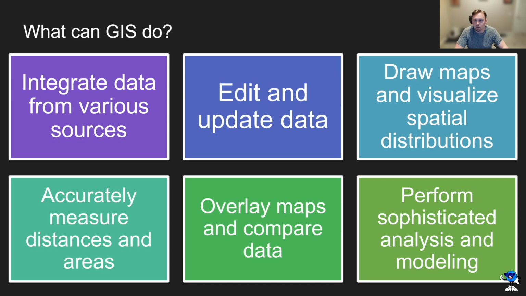So, what can GIS do? It can integrate data from various sources. You can edit and update data, draw maps and visualize spatial distributions, accurately measure distances and areas, overlay maps and compare data, and perform sophisticated analysis and modeling.